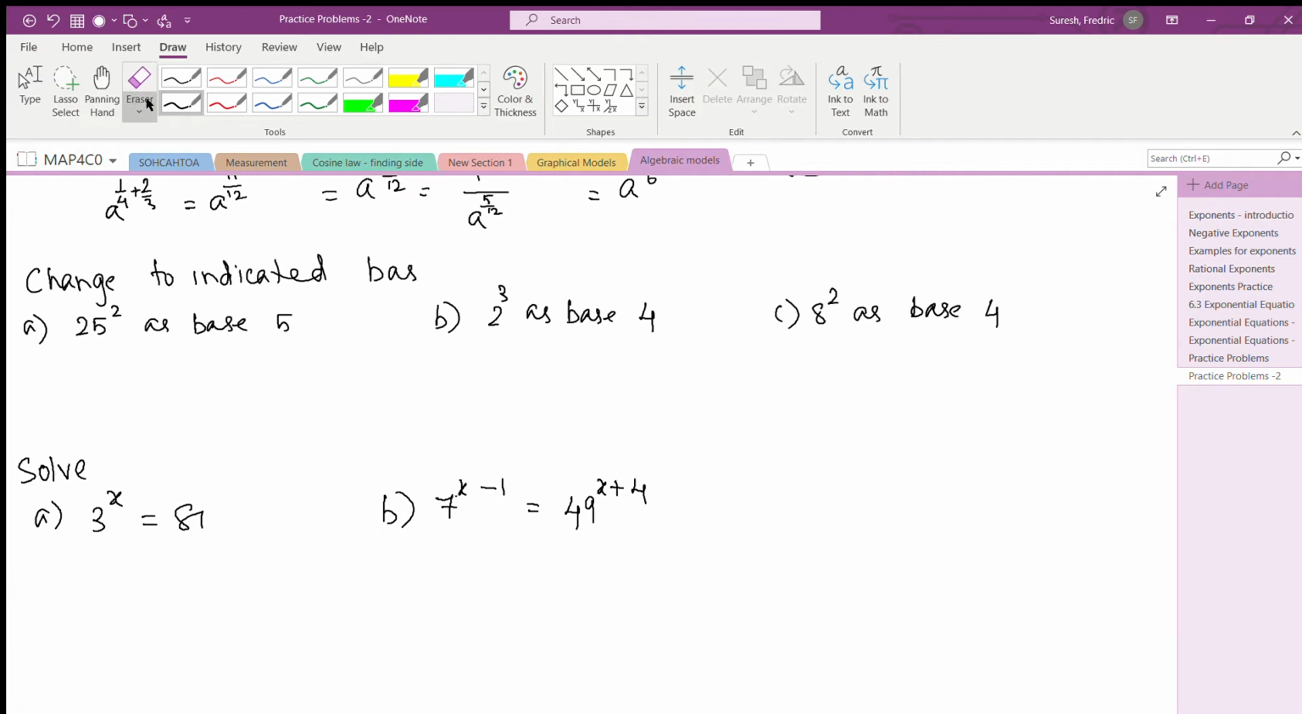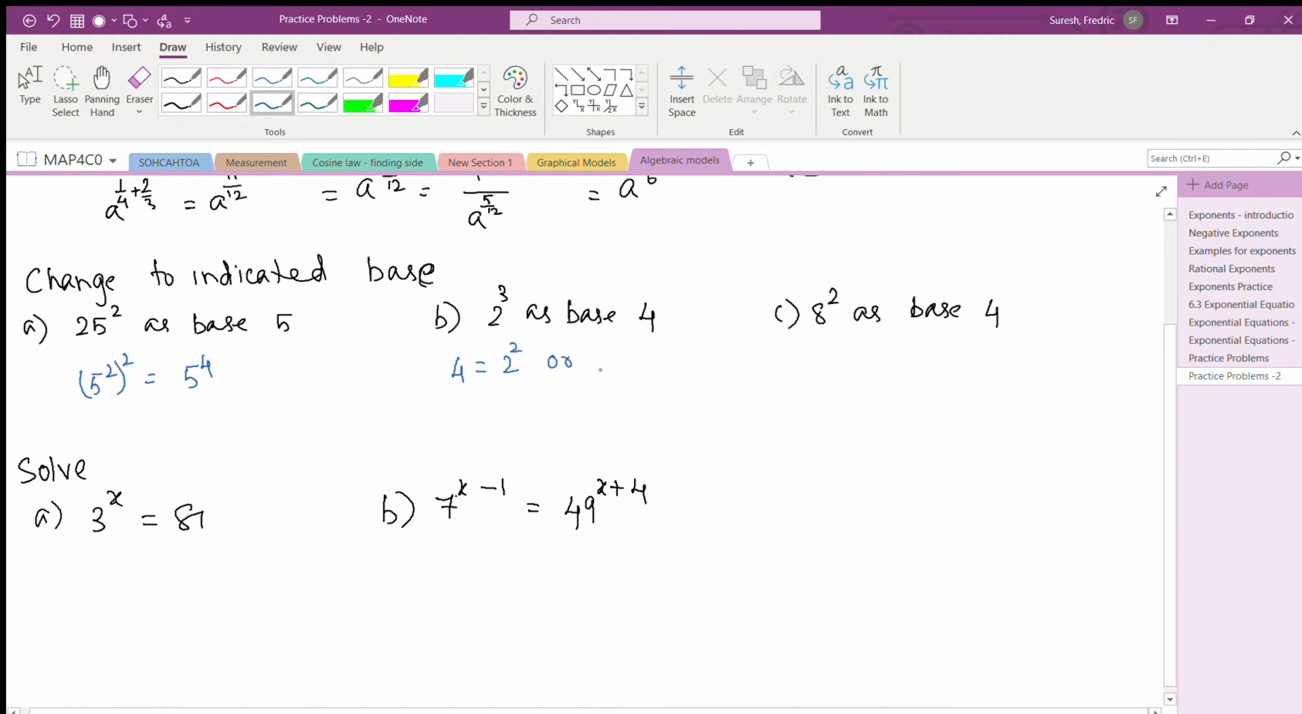And here we're supposed to change it to the indicated base. So I'm going to write 25 as 5 to the power of something. I know that 25 is 5 to the power of 2. 5 to the power of 2 is 25. So if I change it to that, applying power rule, I have 5 to the power of 4. So that's the change. In the case of 2, I know that 4 is 2 to the power of 2.